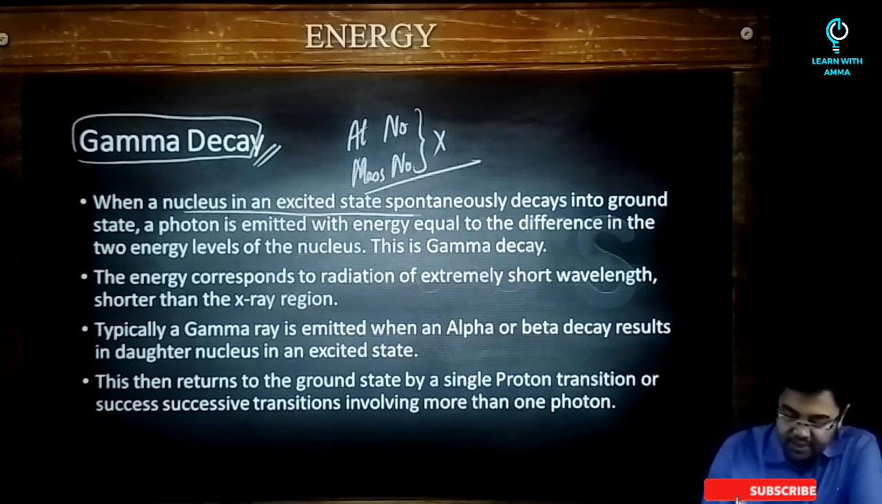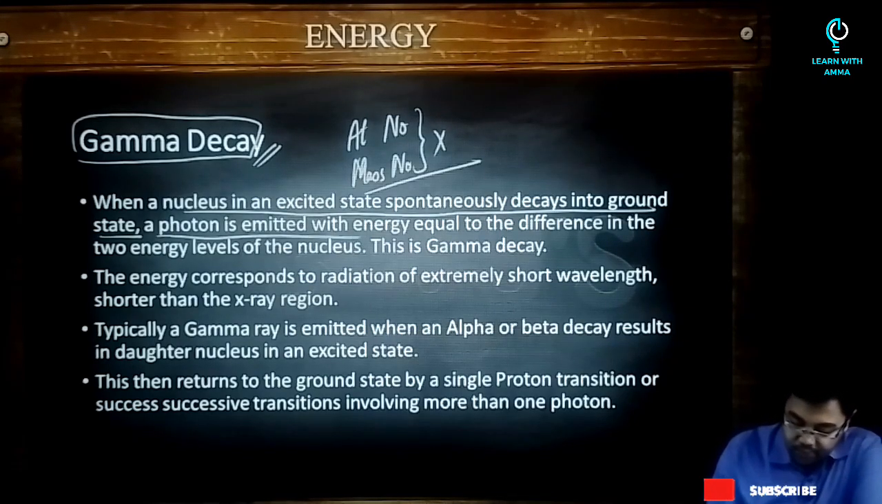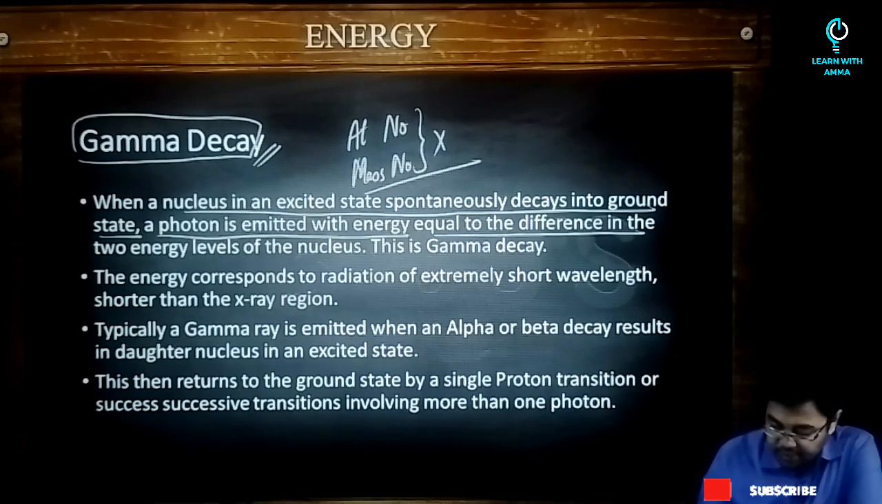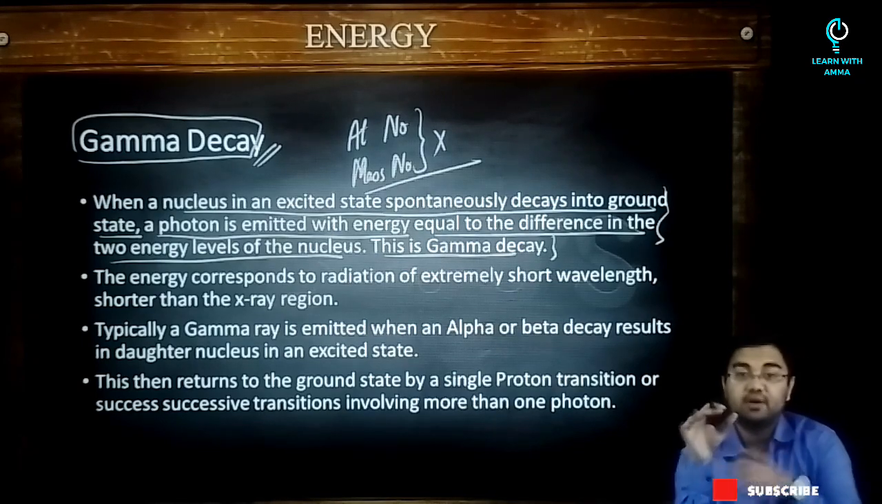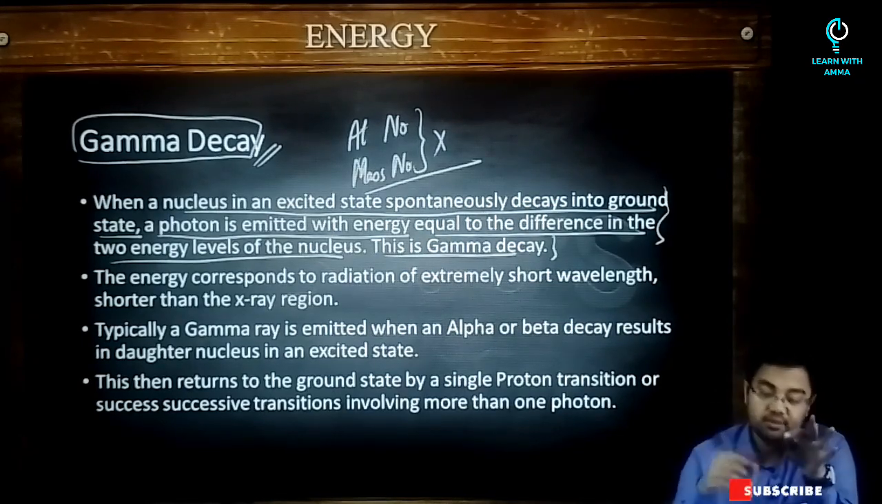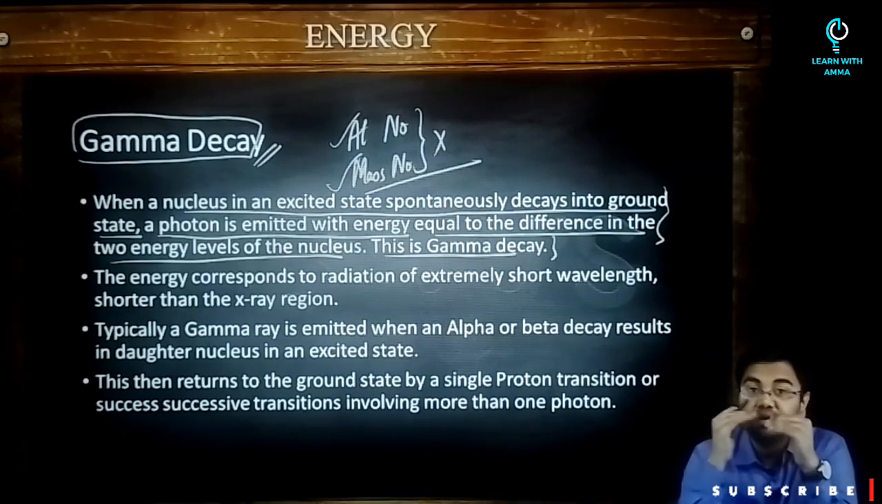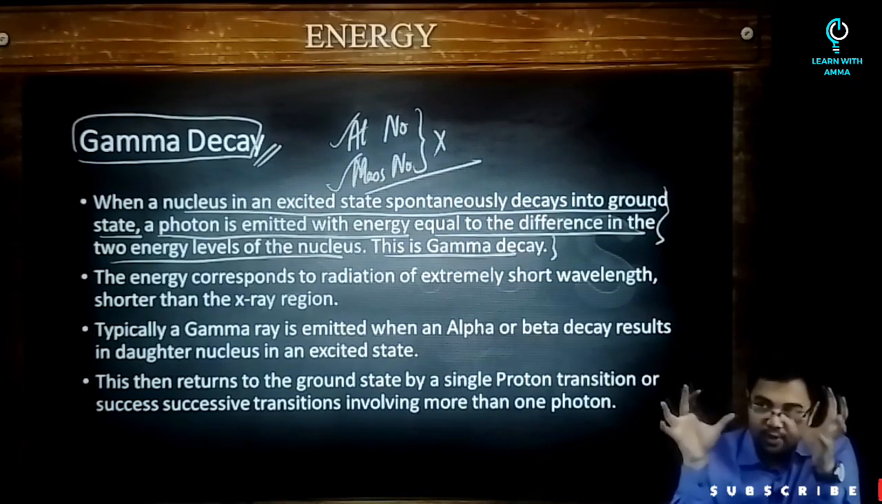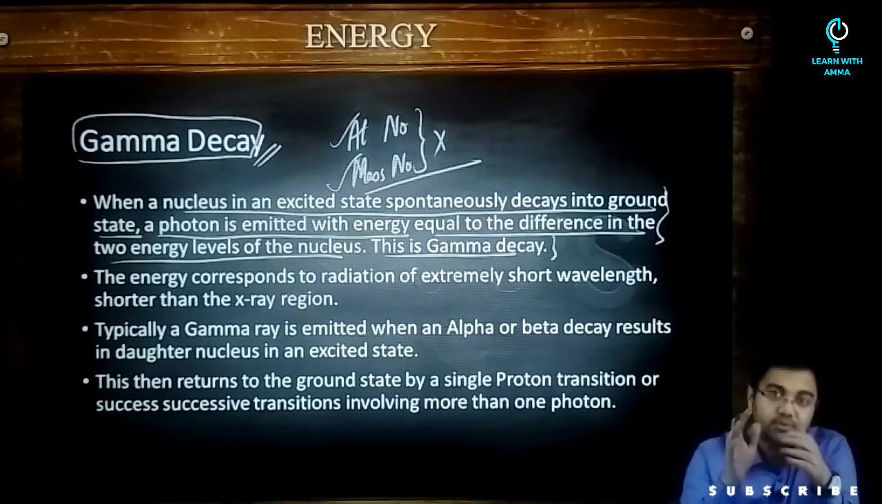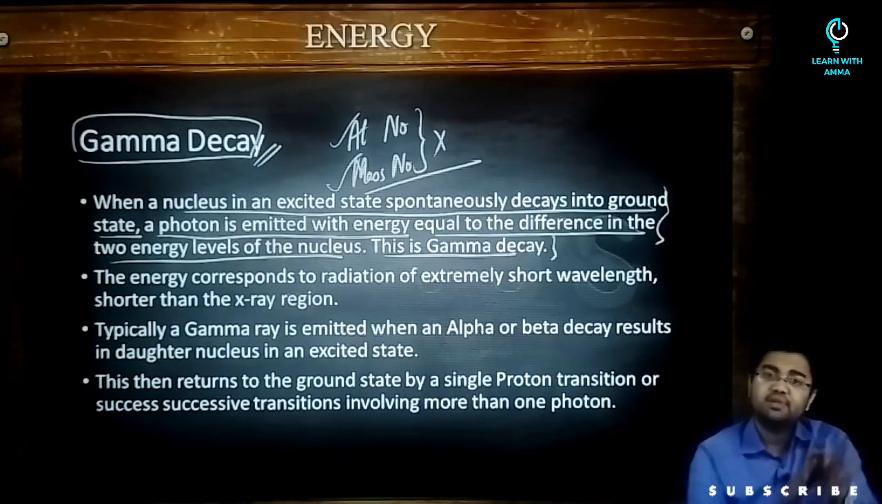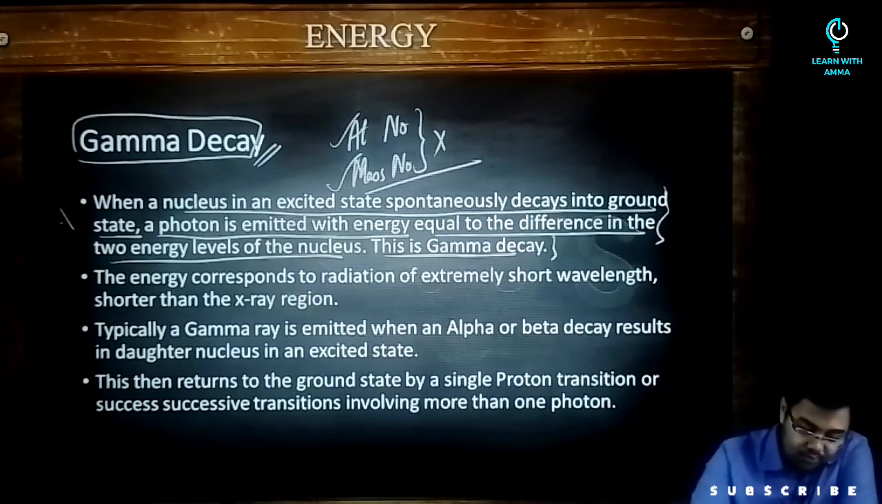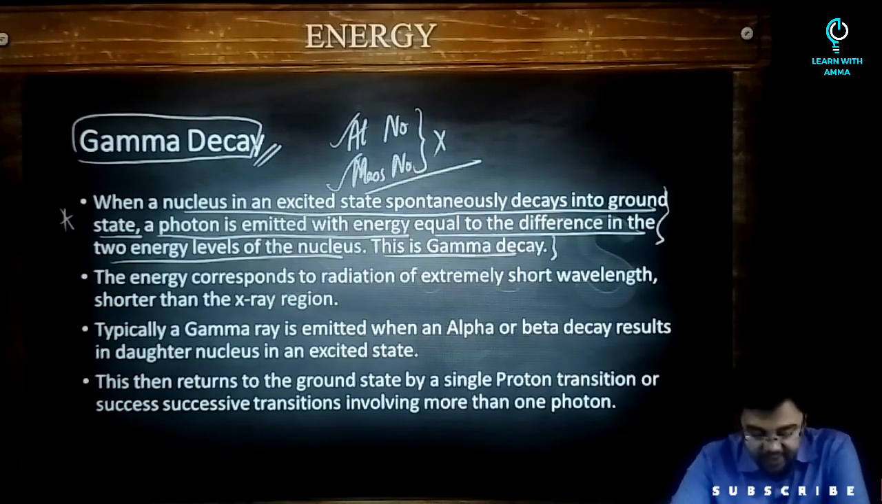the nucleus in the excited state spontaneously decays into the ground state. A photon is emitted with energy equal to the difference in the two energy levels of the nucleus, and that's why this form is called gamma decay. So neither the atomic number nor the mass number is changing, only the energy level of the nucleus is changing. From an excited state, it now comes to the ground state, which is much more stable than any excited state. This is what would happen in case of a gamma decay.